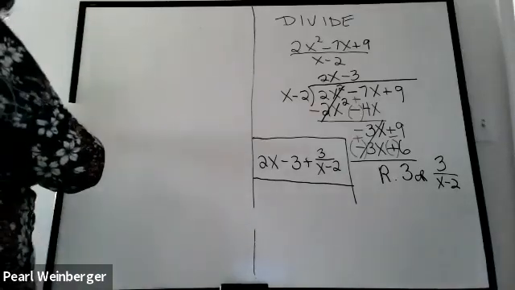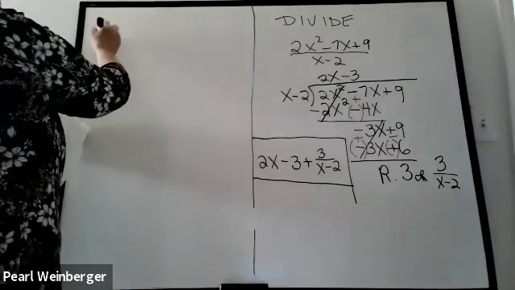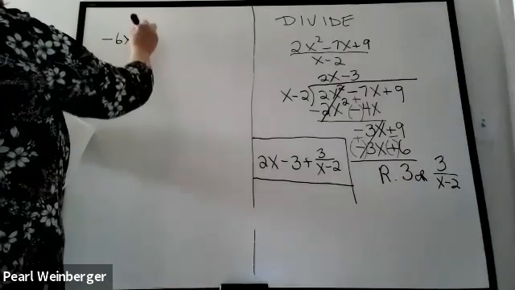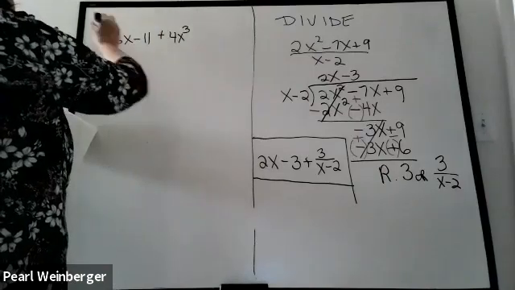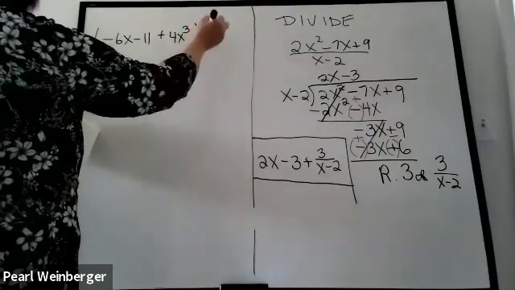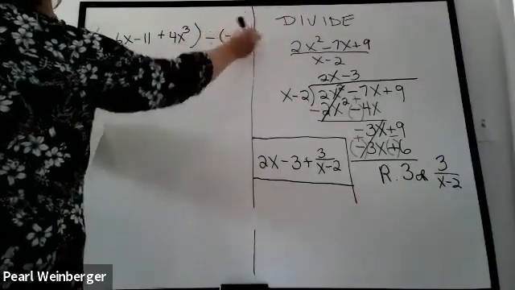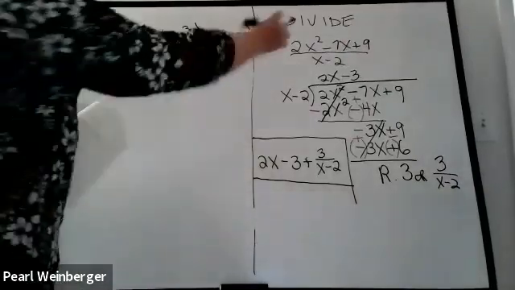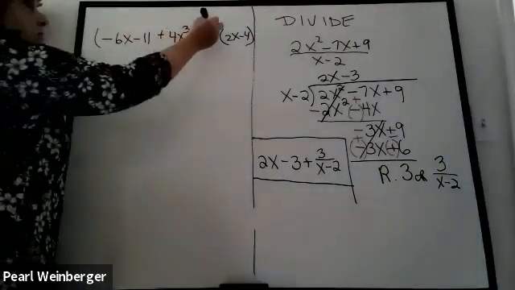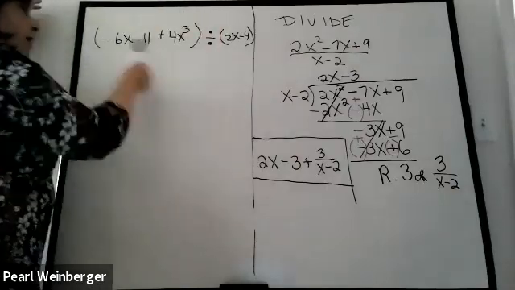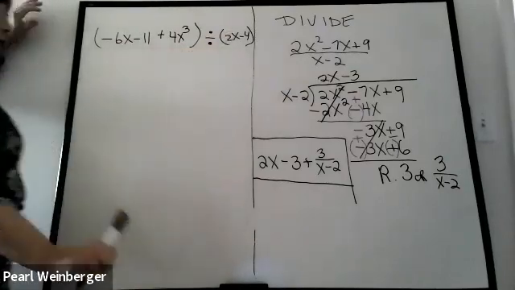So let's say I want to divide -6x minus 11 plus 4x to the third. I want to divide that by 2x minus 4. Again, I could have set it up as a fraction, or I can set it up using the division sign. Again, it is a polynomial divided by a polynomial. It's divided by a binomial.